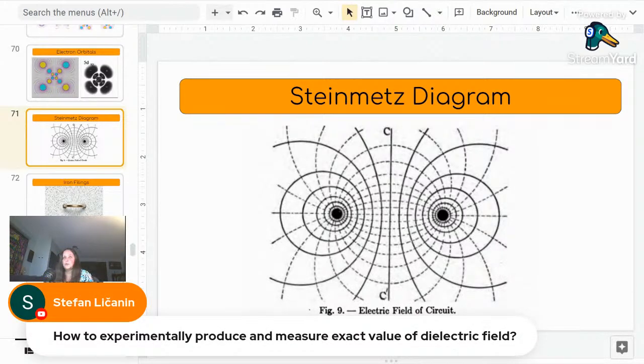So how to experimentally produce and measure the exact value of the dielectric field? Yeah, I don't have a good answer to that question. I know you can measure fields using electronic devices, but then when you use electronic devices to measure electric field or a part of electric field, are you actually measuring the field, or are you measuring your interaction with the field?